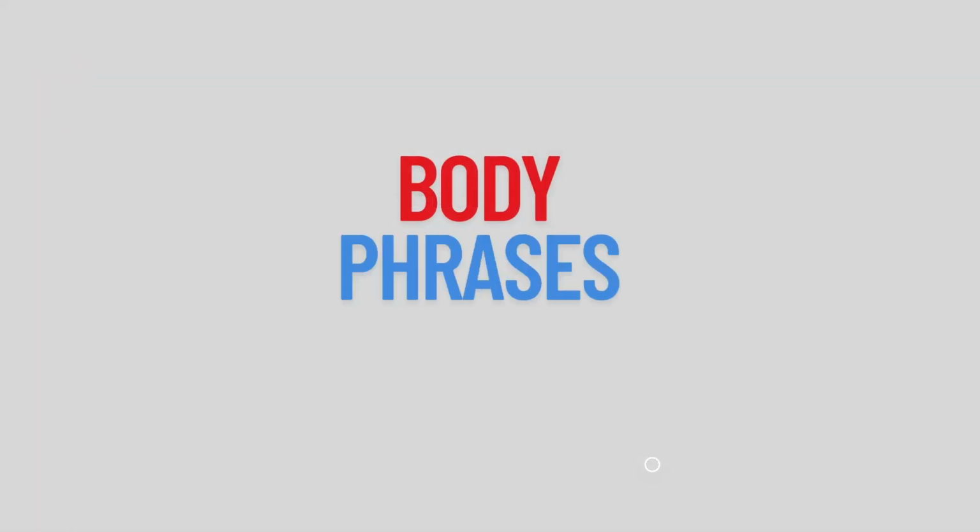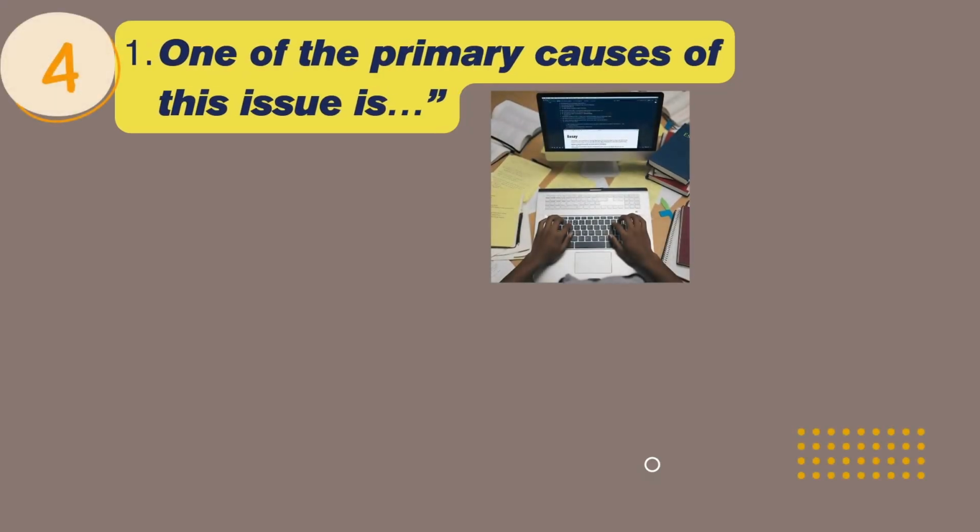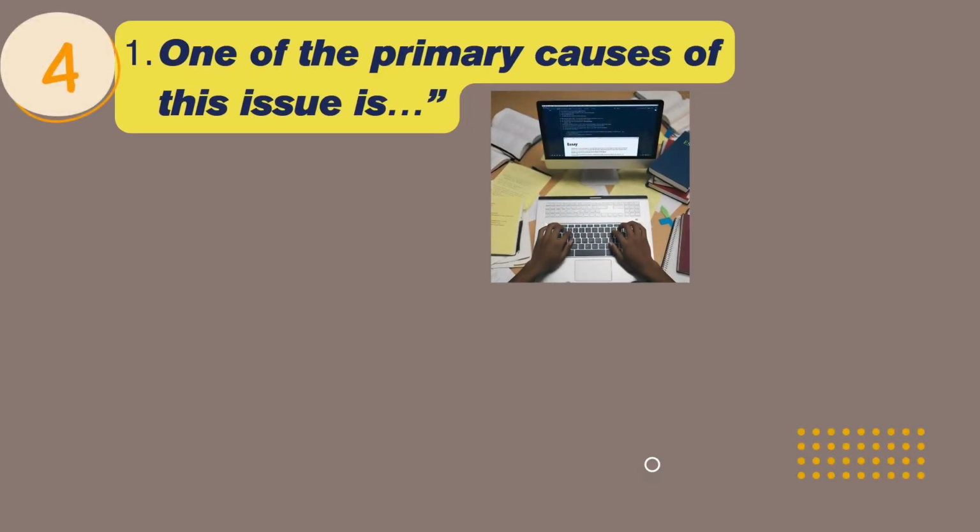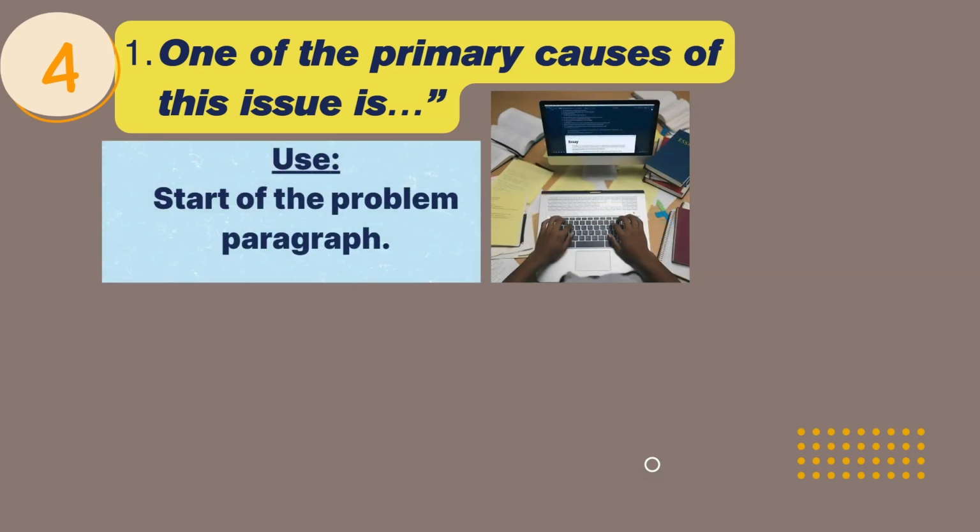Now coming on to the body paragraphs and the phrases that we can use in the body part where you're addressing the problem. The 4th sentence here is, one of the primary causes of this issue is. You can use this as the start of the problem paragraph to introduce the problem.